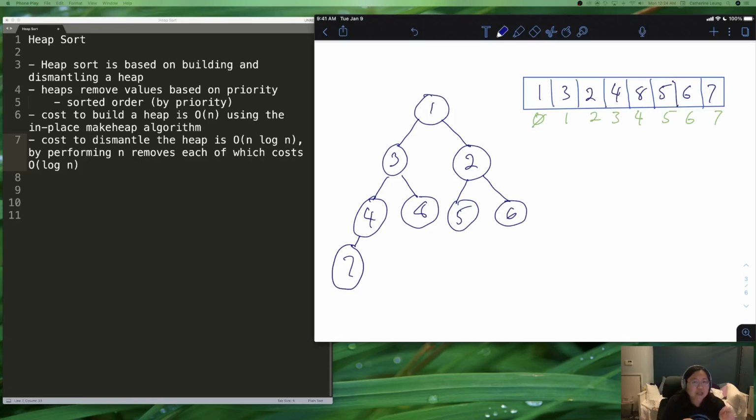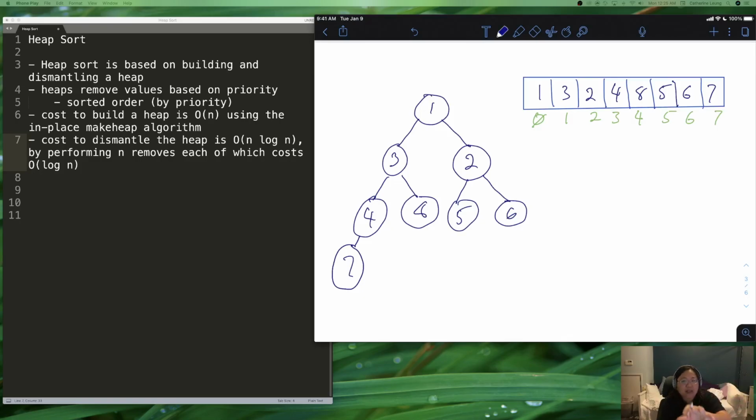So the algorithm is: build a heap, dismantle it one value at a time, and record the values that are removed every time we do a removal. So let's start with that idea first, okay?